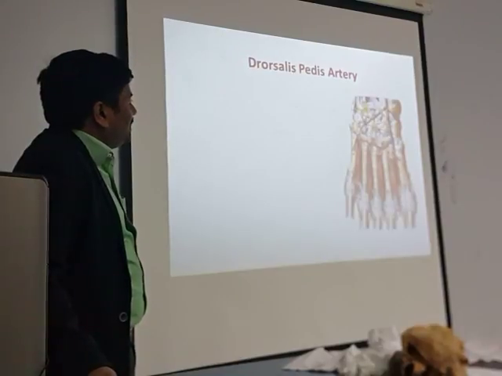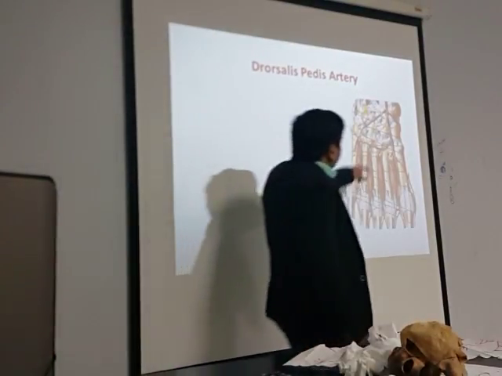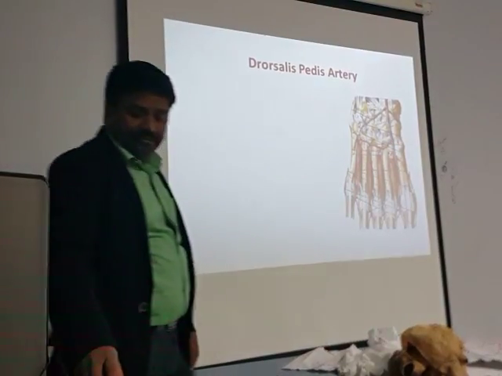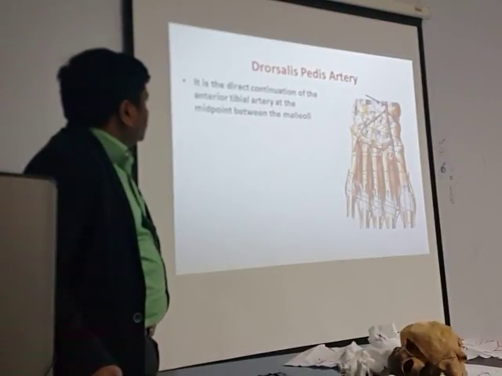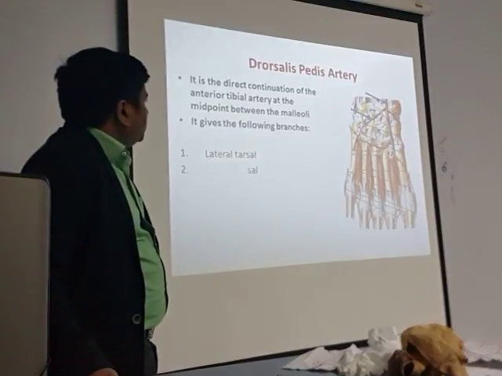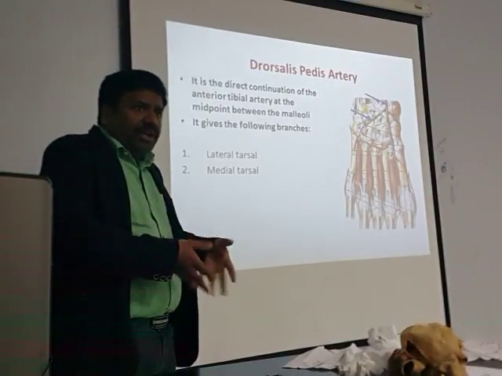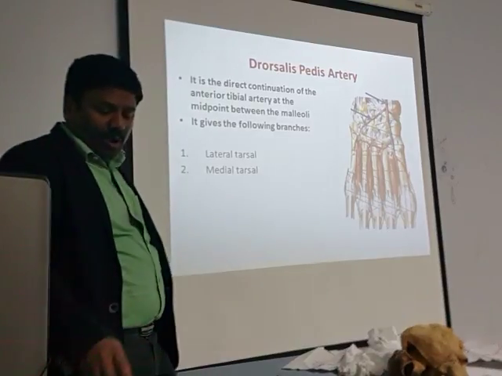So this is about the dorsalis pedis artery, the same continuation of the anterior tibial. It gives medial tarsal and lateral tarsal branches, which take part in the anastomosis around the ankle joint.